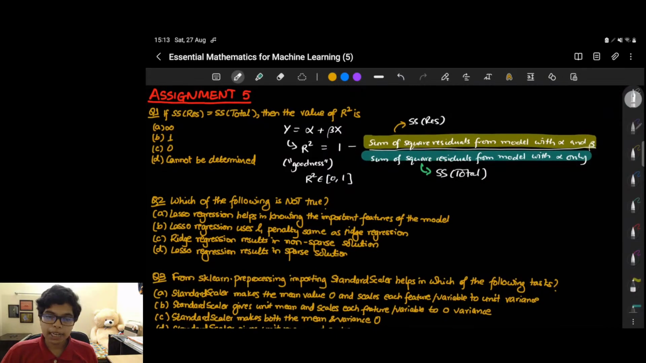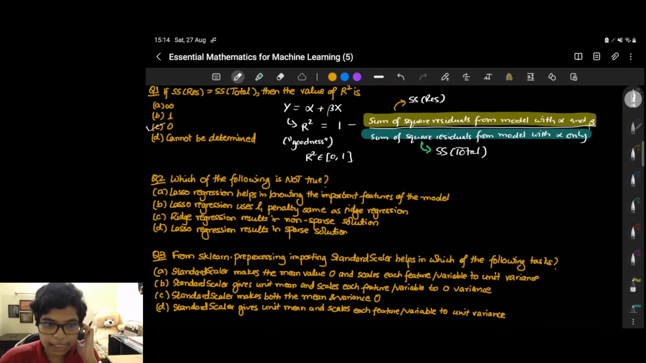So if the numerator and denominator are the same, that means this ratio would become 1, and 1 minus 1 would mean 0. So the answer would be 0 for the first case. It's a pretty simple question based on the formula for R squared, which measures the goodness of any fitting. Now let us move to the next question.